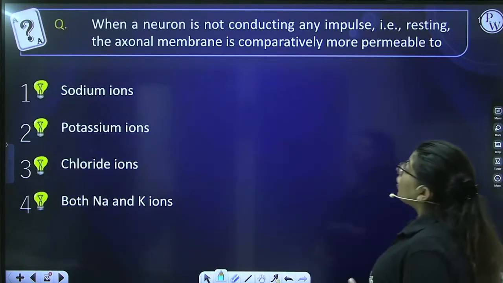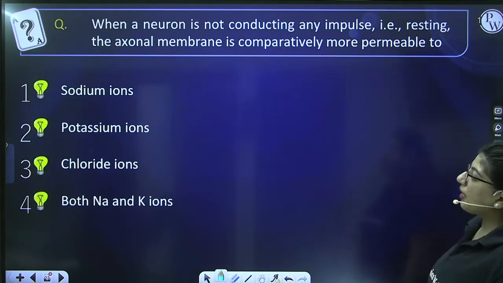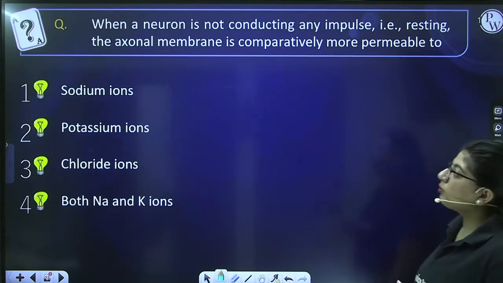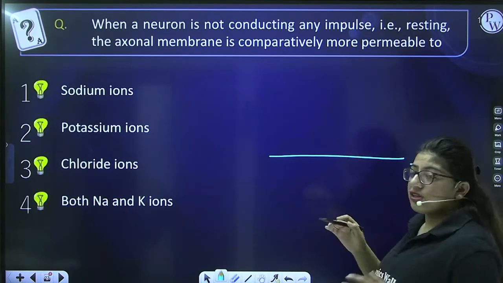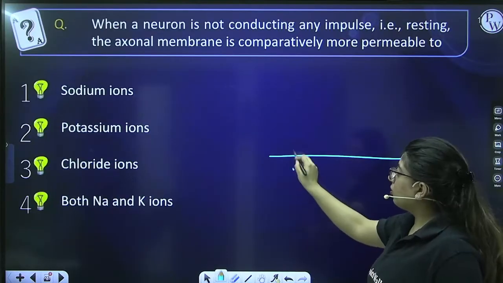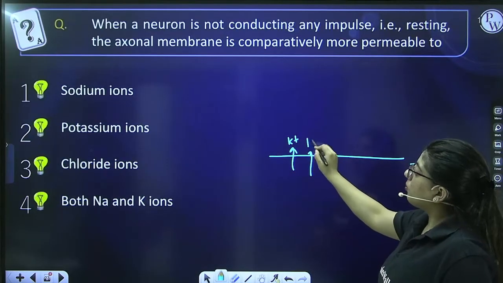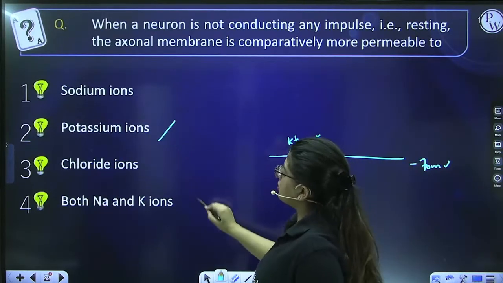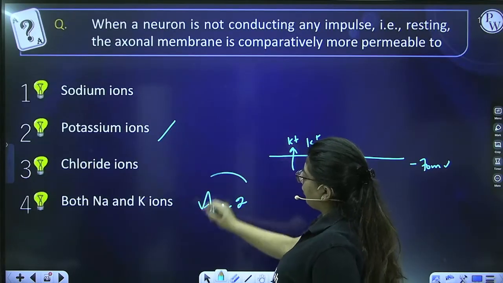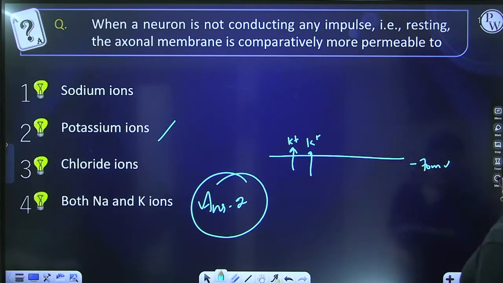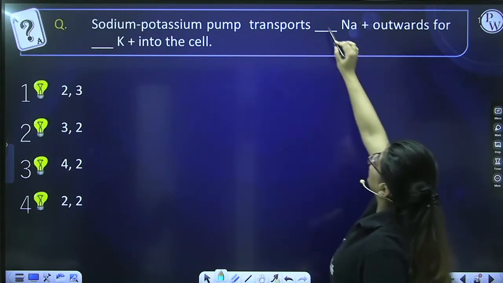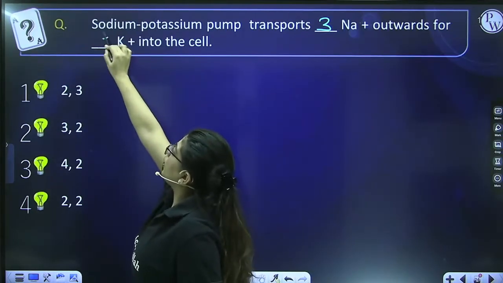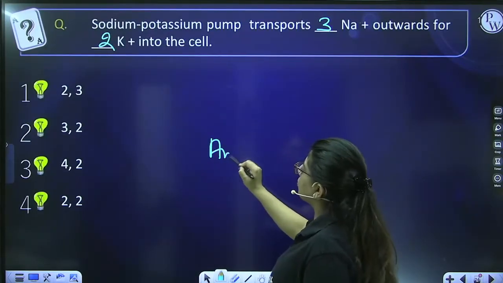When a neuron is not conducting any impulse, that is resting, the axonal membrane is comparatively more permeable to, for example, this is minus 70 millivolt. So this membrane is more permeable to more exit of potassium ions. So the simple answer is 2. Next. Sodium potassium pump transports 3 sodium outwards and 2 potassium inward. 3 and 2, answer 2.